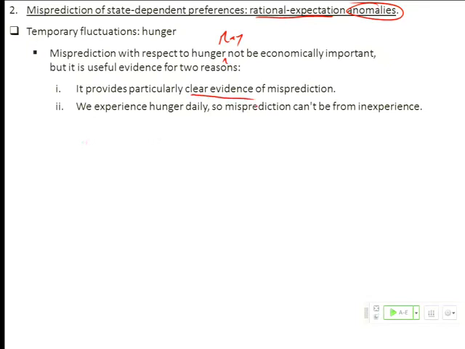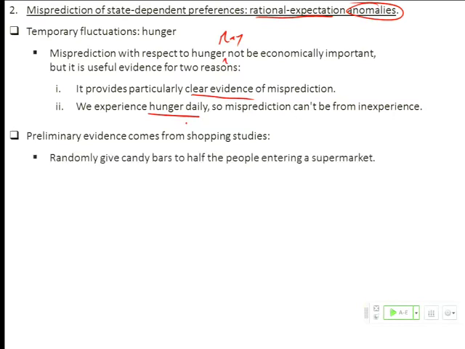And also it's interesting because of this fact, which is that we experience hunger daily. So if I'm still subject to mispredicting my preferences when I'm not hungry, from a state of being hungry, after 45 years of being hungry and then not hungry and then hungry and then not hungry, many times a day, something's going wrong if I still mispredict my preferences. And I can save you the time and just cut to the punchline. We all do mispredict our preferences conditional on hunger, so that pretty strongly suggests that this irrationality is pretty deeply buried in our brain somewhere.